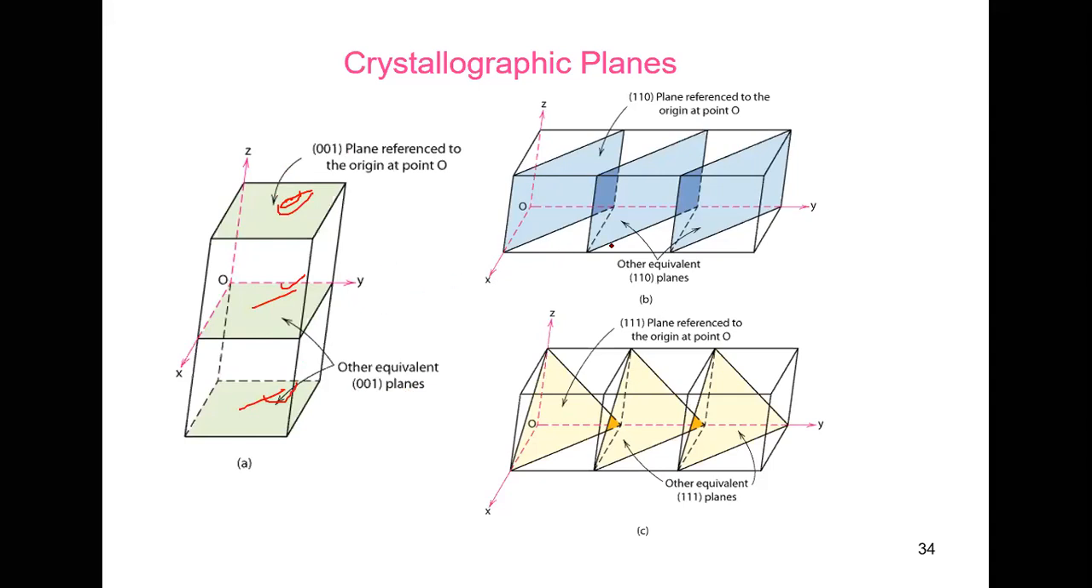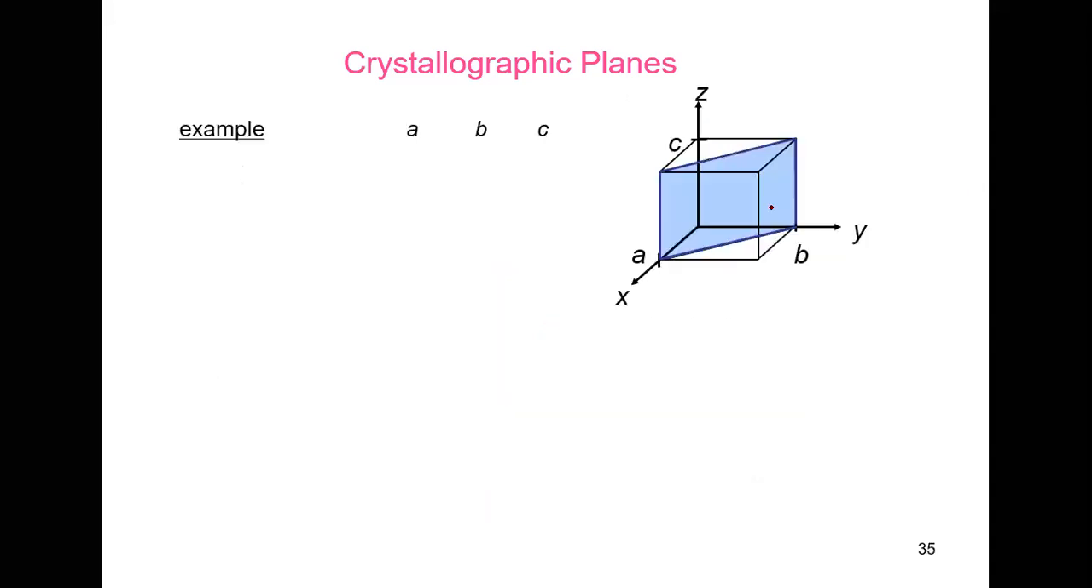Okay, now if we calculate the Miller indices of this plane, let me find out for this plane. Suppose we choose any arbitrary crystal system, with lattice constants A, B, and C. So the intercept on the x-axis will be in terms of the lattice constant. It will be 1A, it will be 1B, and it is parallel to the z-axis, so it will be infinity. So the first task is done.